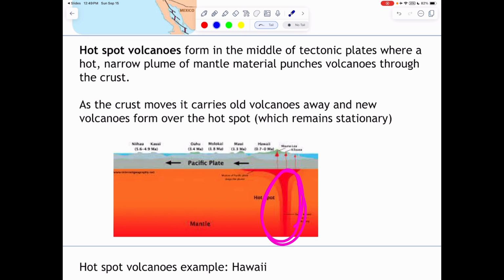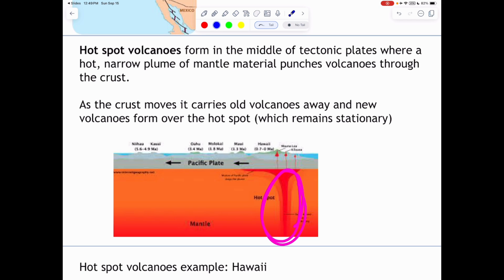But then over time, the Pacific plate is moving in that direction. So the next time one of these happens, my other islands have already moved away. And now we're going to punch through and a new island is created. So Kauai was one of our first original islands. It used to be here, and over time, the Pacific plate has moved it in that direction. And that is how we have gotten the rest of the islands like Maui, Hawaii, and so on.